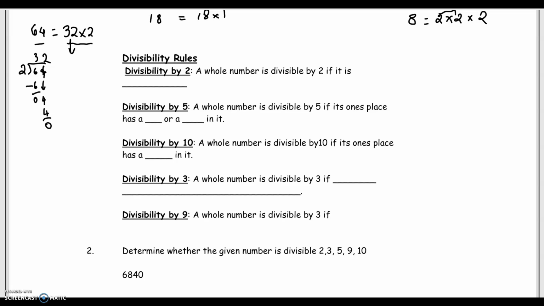So how do we know that a number is divisible by 2? We know a number is divisible by 2 if it ends with the following digits: 0, 2, 4, 6, 8. If the last digit is either a 0 or a 2 or a 4 or a 6 or an 8, we know it's an even number and therefore divisible by 2, no matter how large the number is.